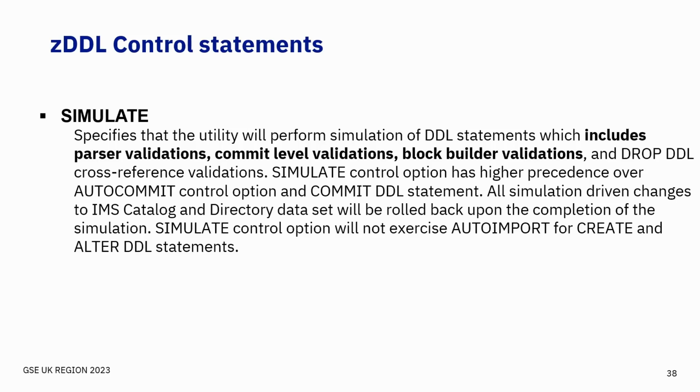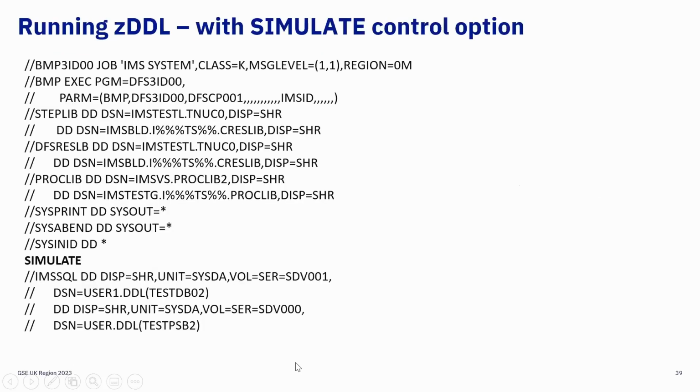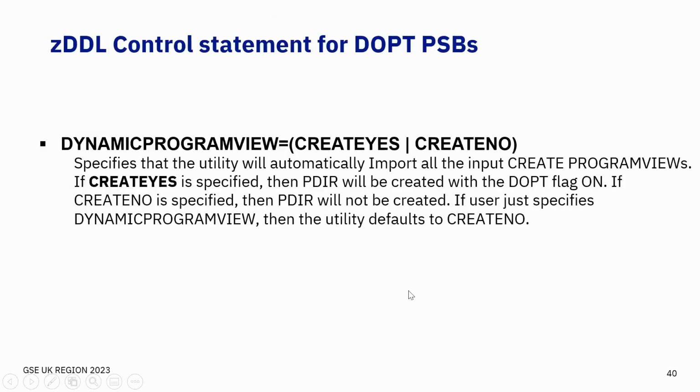It's like, I'm giving you my DDL, do everything but commit. And if there's any errors, let me know. And if there's no errors, then yeah, I've got peace of mind. And then whenever I want to actually run it, I'll run it without the simulate option. So that's what that simulate option is. And again, on the SysIn ID DD statement, you would just say simulate, and that's what it does, right?